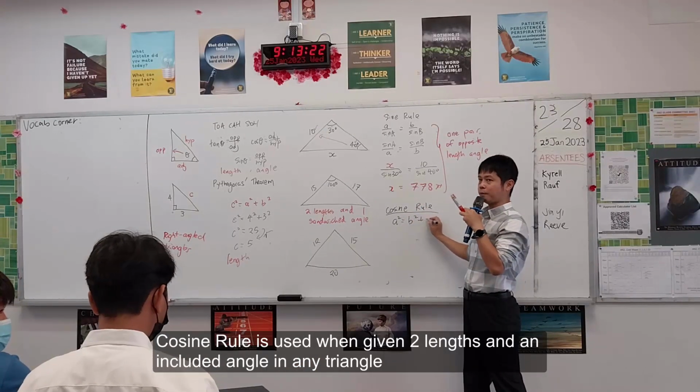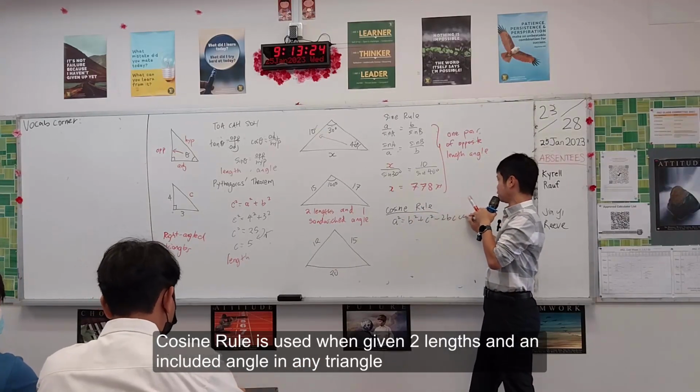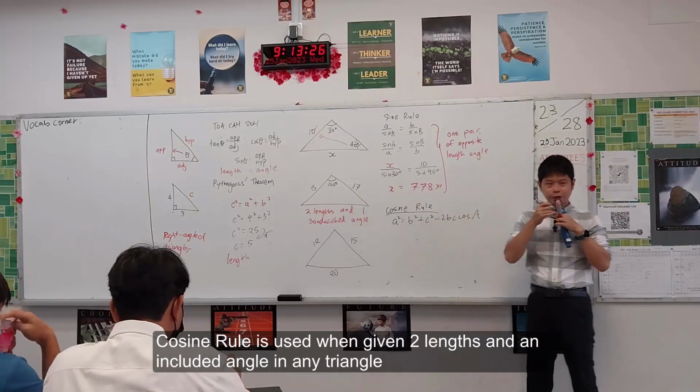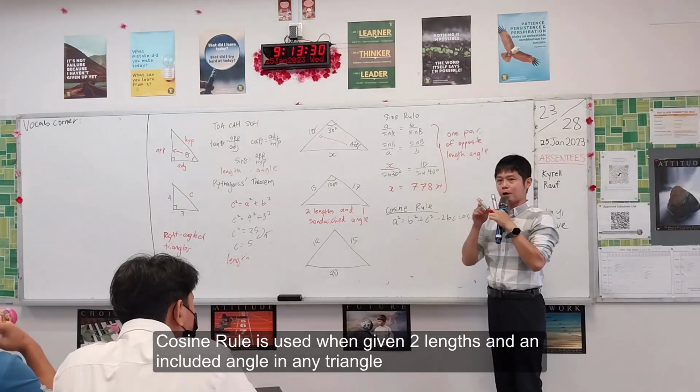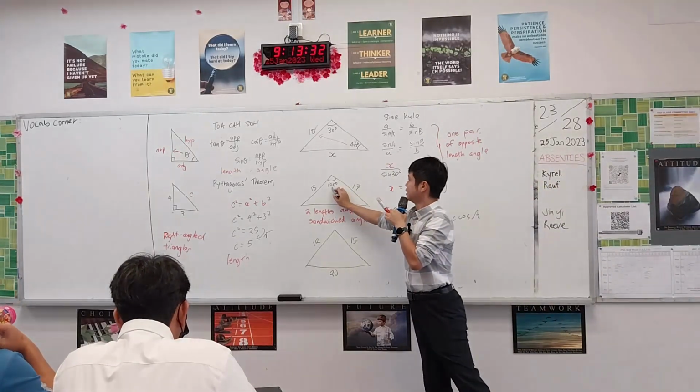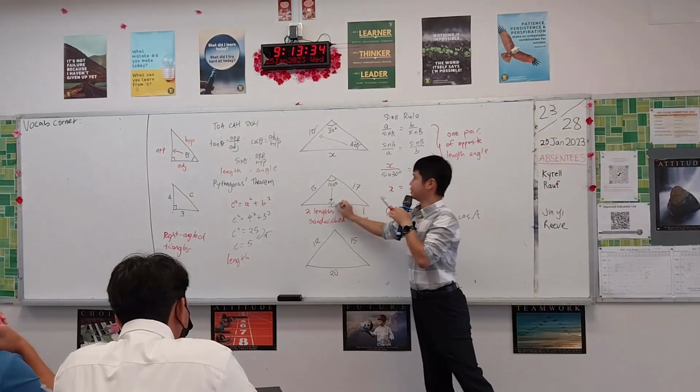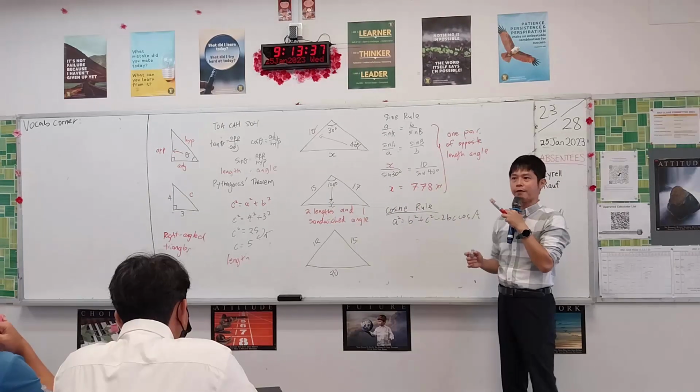A squared equals to b squared plus c squared minus 2bc cosine A. Question: when I apply this formula, what is the next thing that I'll be finding? Okay, you'll be first finding this part here. This is the part that you'll be finding.